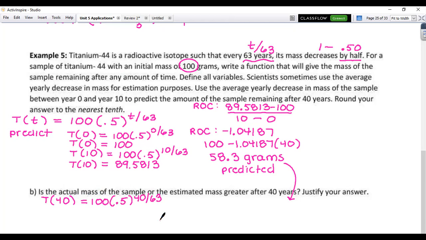All right, this is going to give you a different answer, but what is it? 64.39. Thank you. So we'll call it T of 40 since it's the same as the other, I guess. So which one was greater, our actual or our predicted? I think our actual, yep. So your actual is going to be your greater mass.